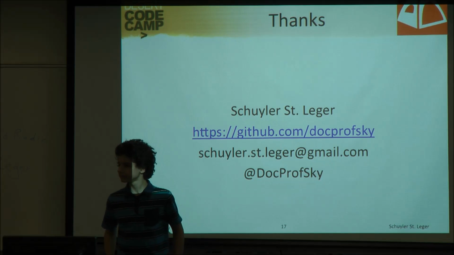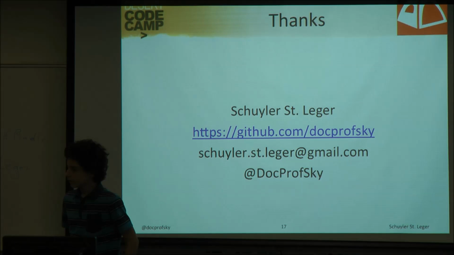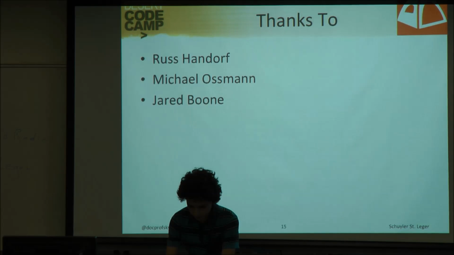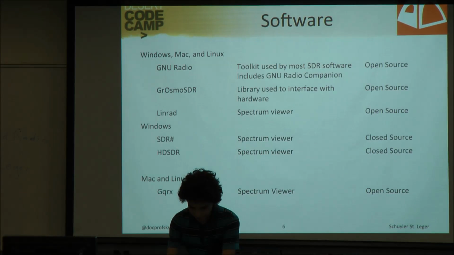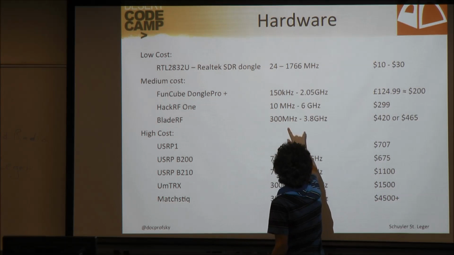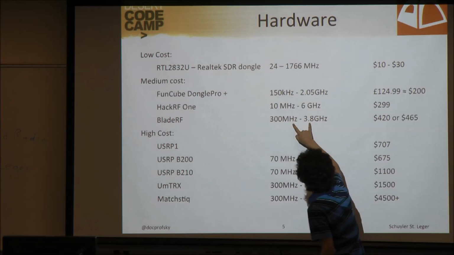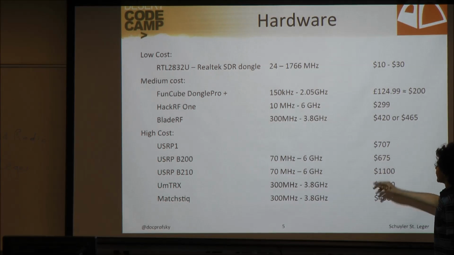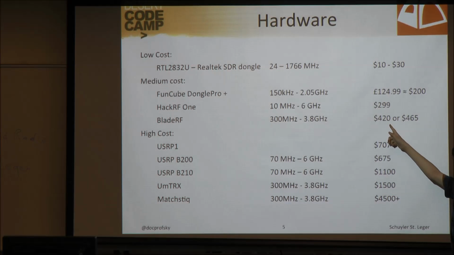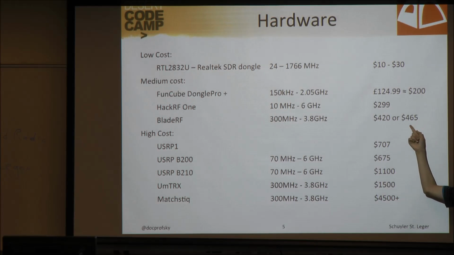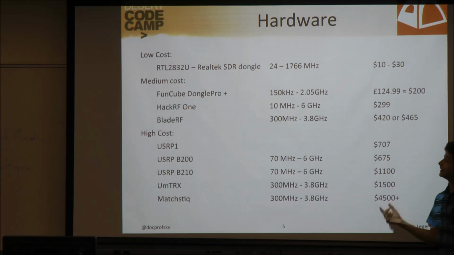Which Blade has the most sensitive input? Both of the BladeRFs have the same thing. The reason I have two prices here is the BladeRF actually has a similar thing to the two USRP ones. I should have been consistent and kept the same. But anyways, this has a 40 KLE, 40,000 logic elements FPGA. This has, I believe, 150. So if you want to do stuff in the FPGA, you can use this.